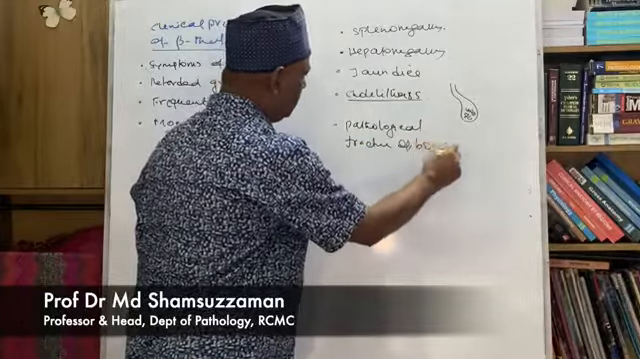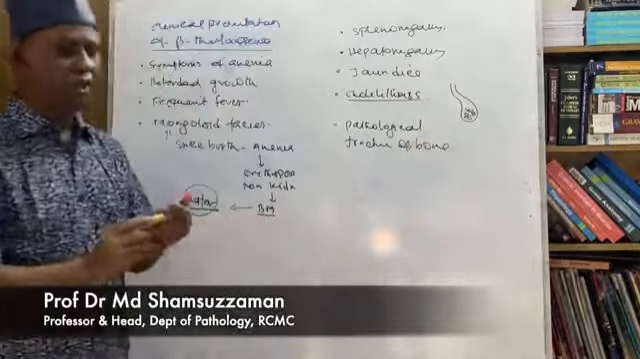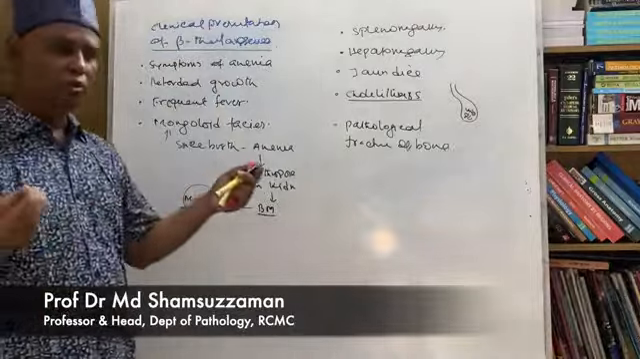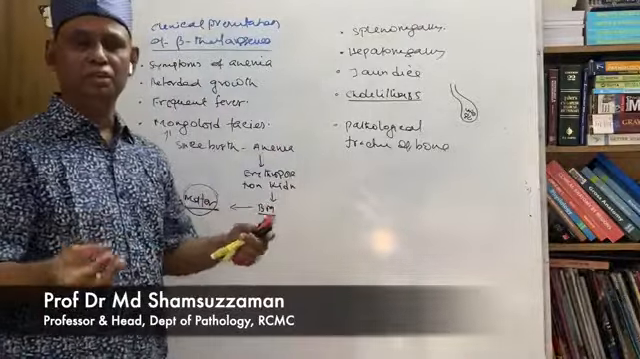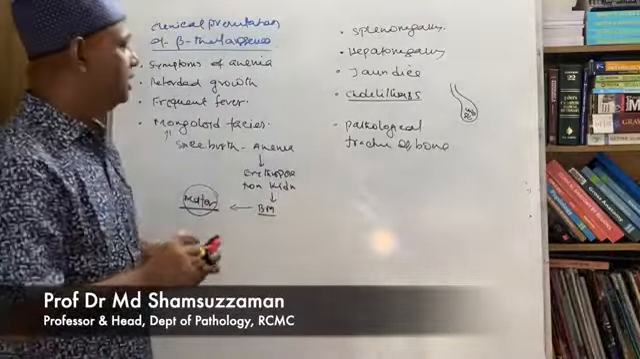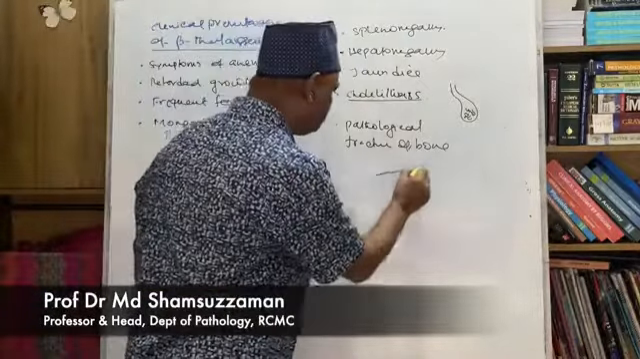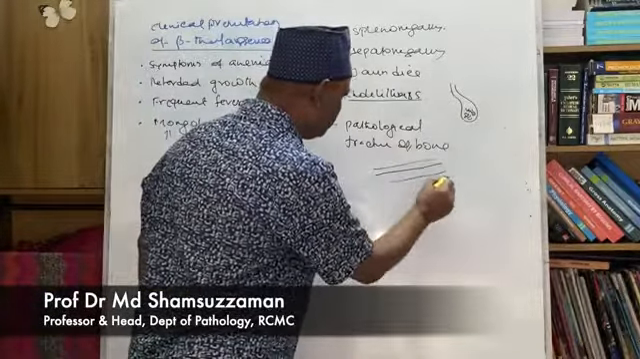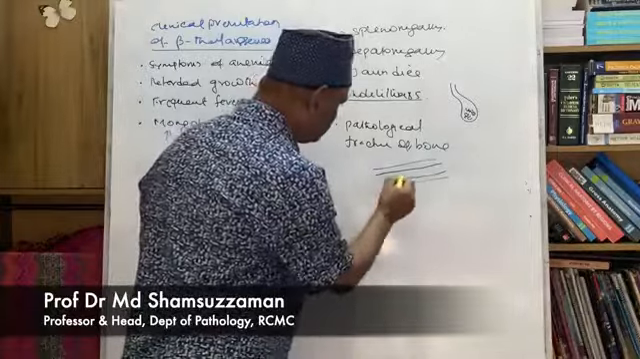Pathological fracture of bone. You know, pathological fracture of bone means the fracture of bone due to tiny injury, and it is due to pathology within the bone. Suppose this is the bone, and this one is the medullary cavity.